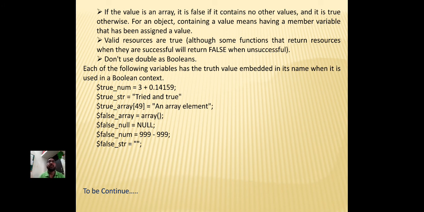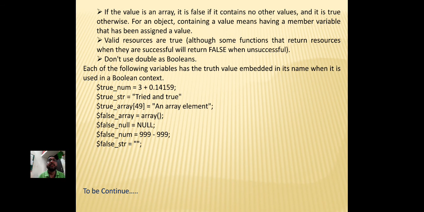For an object, containing a value means having a member variable that has been assigned a value. Valid resources are true, although some functions that return resources when they are successful will return false when unsuccessful. Don't use doubles as booleans. Each of the following variables has the truth value embedded in its name when it is used in a boolean context.